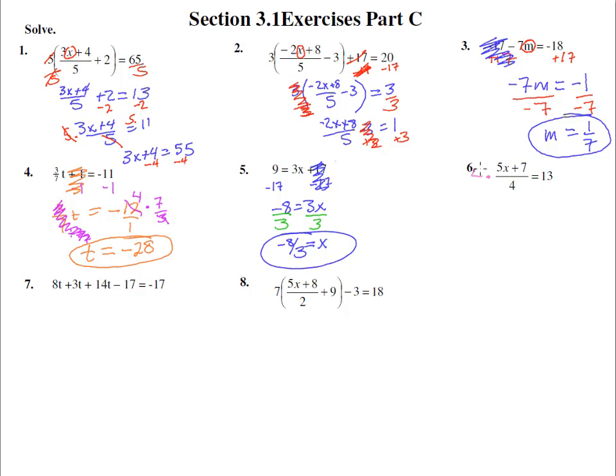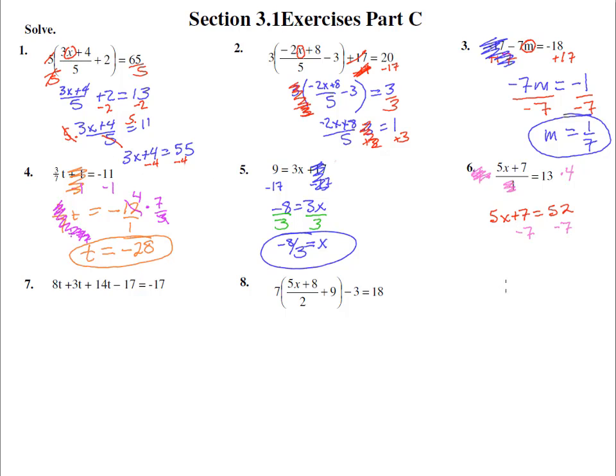So let's times by the 4 and get rid of that first. The 4 on the left-hand side, the two 4's just cancel each other. So we have 5x plus 7 equals 13 times 4 is 52. Now, if we've got to get rid of that plus 7, what's the opposite of plus 7? Subtract 7.